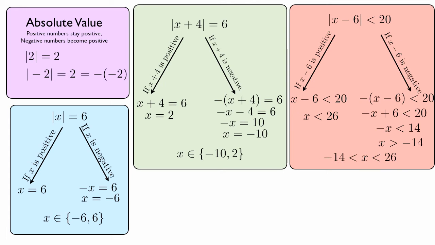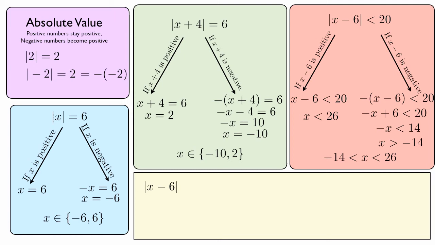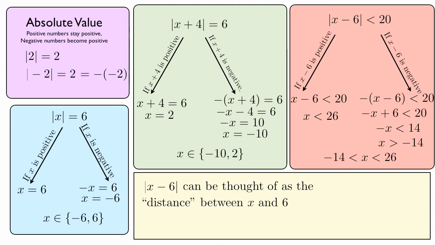And so combined, we have our answer, which is that negative 14 is less than x, which is less than 26. So x can fall anywhere in that range. And here's a visual understanding of it that's a little bit more intuitive and conceptual. x minus 6 can be thought of as the distance between x and 6. Because it's always going to be positive, it's not going to be a difference, but it's going to be the distance. How far apart is the number x and 6?